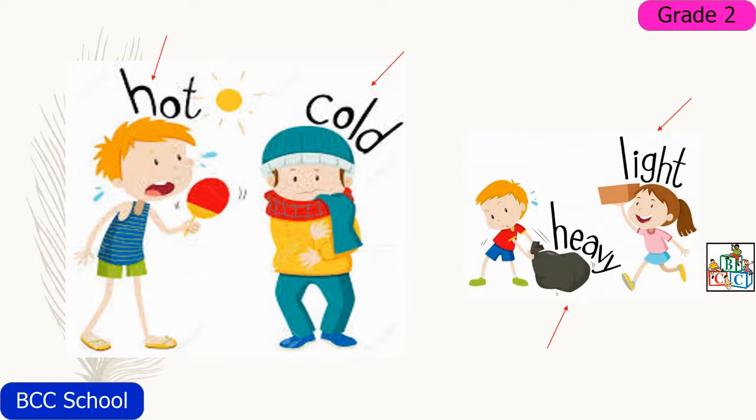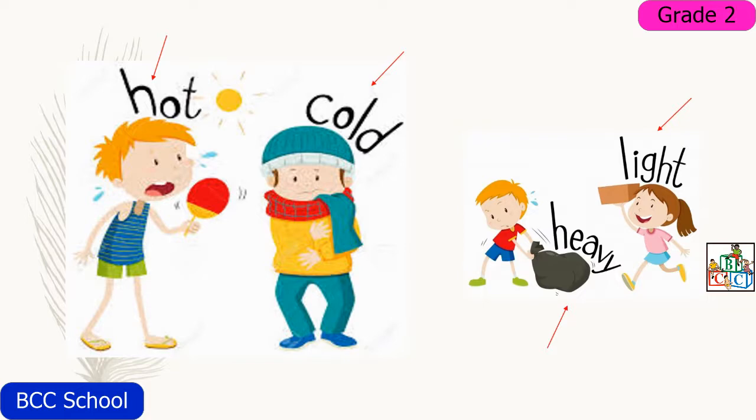Let's spell heavy. H-E-A-V-Y, heavy. And let's spell light, L-I-G-H-T, light. So the opposite of heavy is light. What is the opposite of heavy? The opposite of heavy is light. Ou on peut aussi dire the opposite of light is heavy. Good?